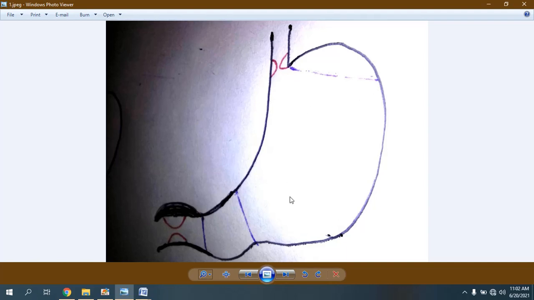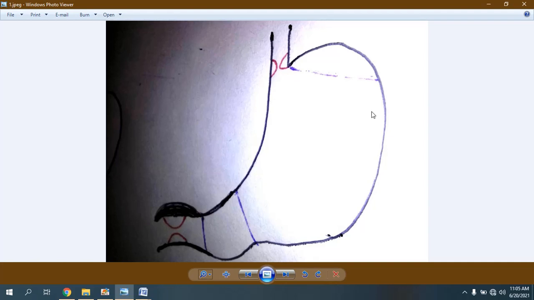This area represents the body of the stomach. This is the body of the stomach, which is responsible for the storage and digestion of food. And this whole area represents the pylorus. The pylorus is the last part of the stomach. The pylorus consists of 2 main parts. This part is called pyloric antrum and this part is called pyloric canal.